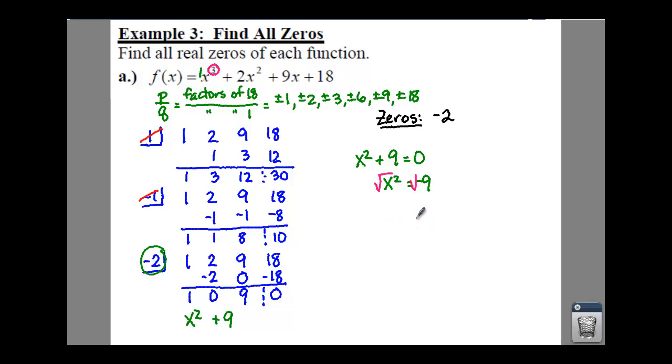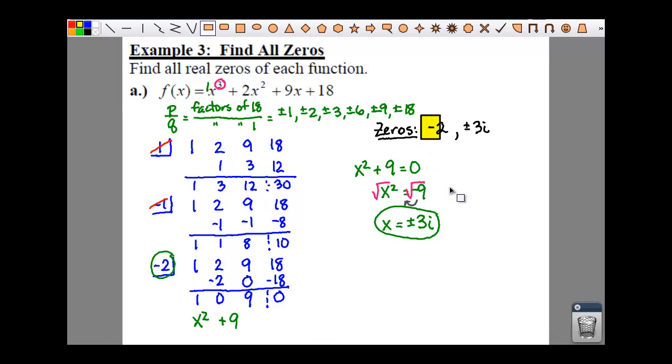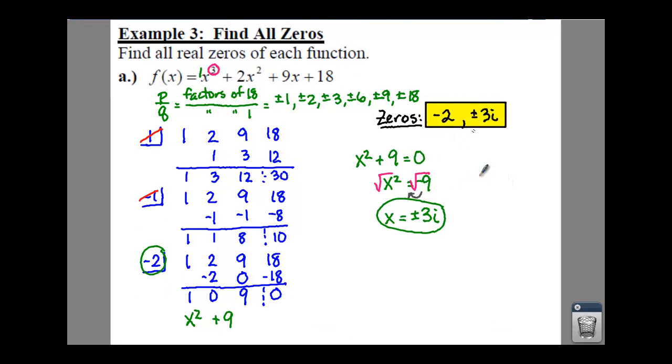And in order to solve this, you have to square root. Notice you have a negative underneath your radical. So that's going to come out as an i. What is the square root of 9? 3. So here are 2 more zeros. So overall, you end up getting a negative 2 and a plus or minus 3i. Those are your 3 zeros. So you have 1 real one, 2 imaginary zeros.